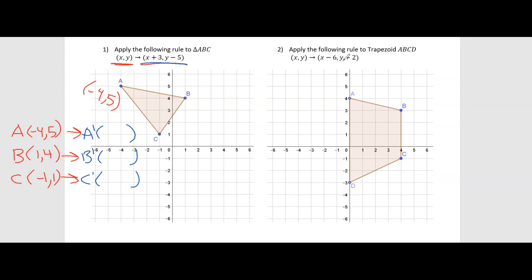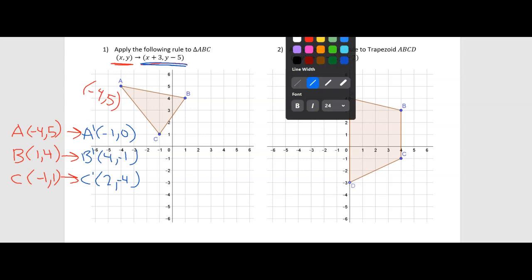Well, my rule up here says add 3 to the x value, subtract 5 from the y values. So if I add 3 to -4, I get -1. If I subtract 5, I get 0. For B, I get 4, -1. And for C, I get 2, -4. And then you just need to go ahead and graph these new points.